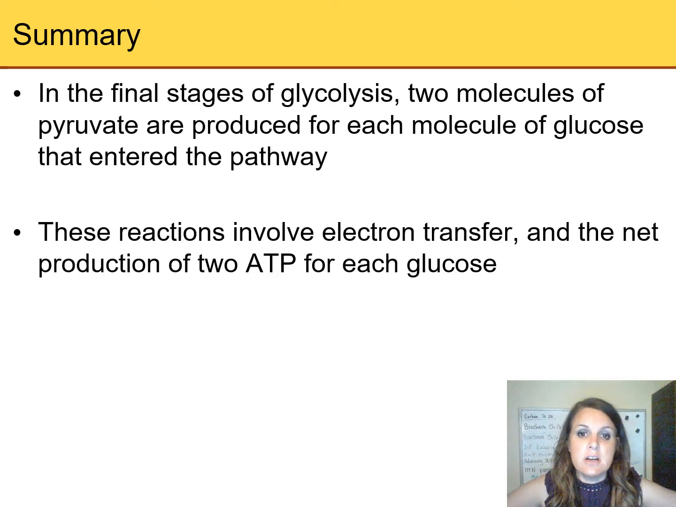In the final phase of glycolysis, you're going to see that 2 molecules of pyruvate are produced for every molecule of glucose that enters the pathway. And these are going to be able to provide energy for other reactions in the cell because they involve electron transfer. So you see that NAD is reduced to NADH, and it's going to involve the production of 2 ATP molecules. So in the first stage, we have an input of energy in the form of ATP, and in the second phase, we have an output of energy, so that the net final production of ATP is actually 2 ATP molecules for each glucose molecule.